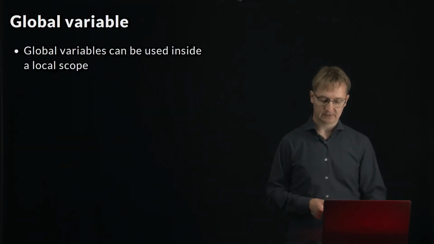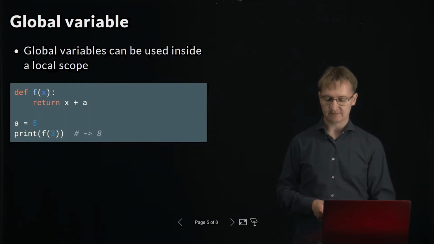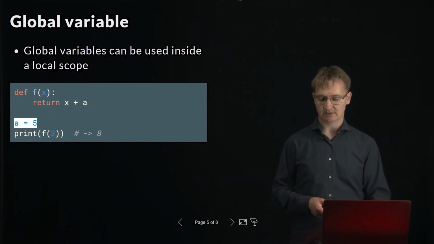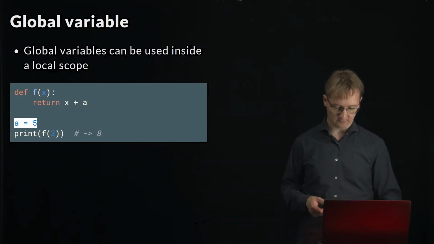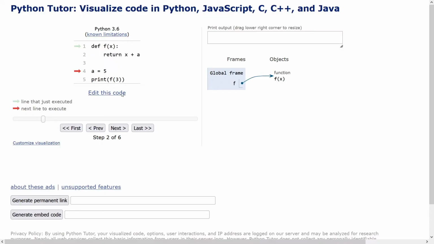Global variables can be used inside a local scope. For example, I have a function f which does something, and here I give a value of 5. Let's see the visualization here. We have a function f and we have global variable a. We can see that the name f points to this function f. I can see that the a variable has a value of 5, and now we go inside this function.